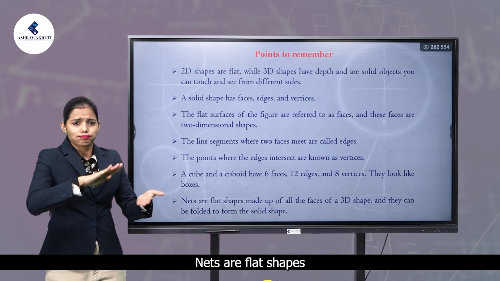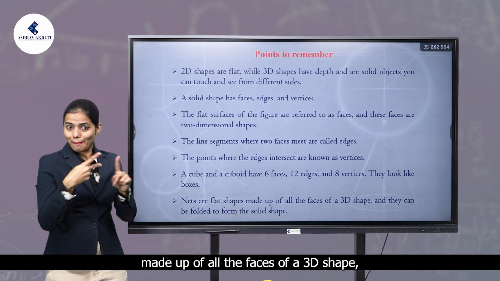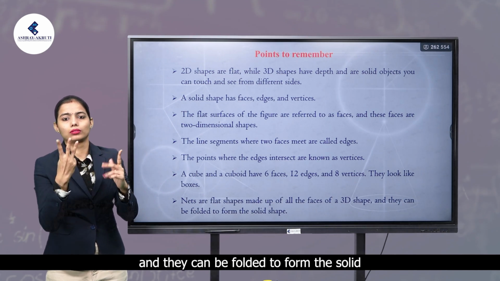Nets are flat shapes made up of all the faces of a 3D shape, and they can be folded to form the solid shape.